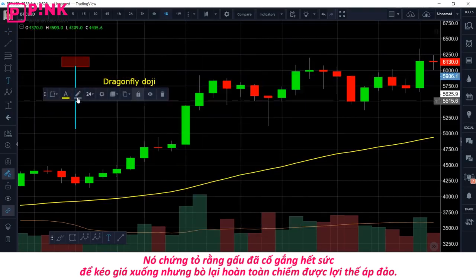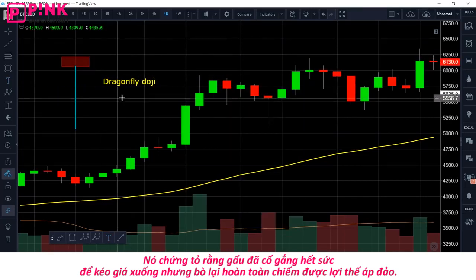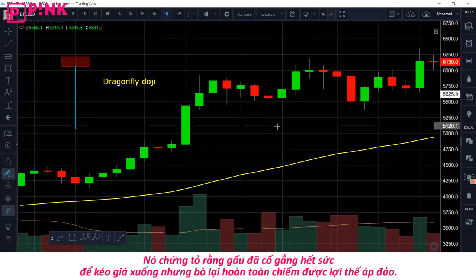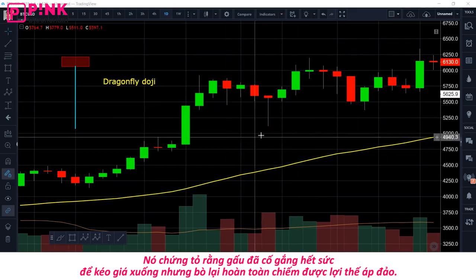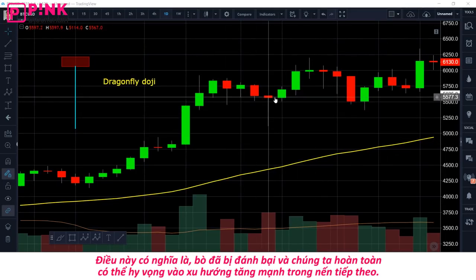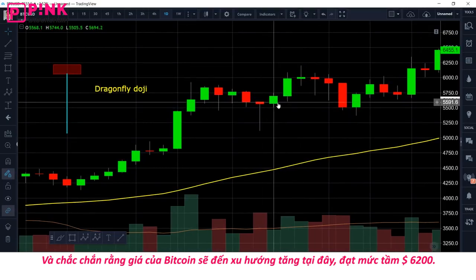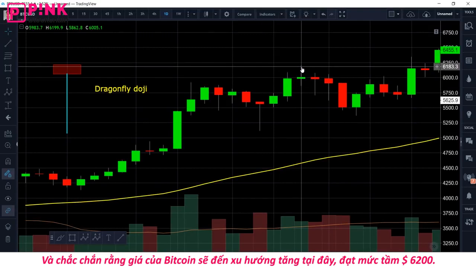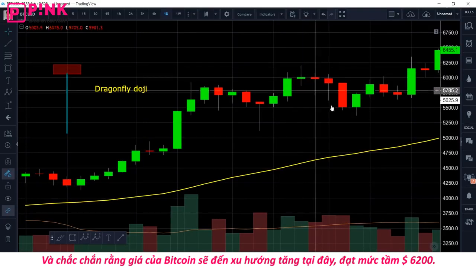And if we see this specific candle somewhere, for example here, right, it shows that the bears have tried to push it all the way down, but the bulls have completely regained control, right? So what that means is the bears were rejected, so we can expect a stronger uptrend. And surely enough, what we actually end up seeing is a really strong uptrend for Bitcoin right here, where it actually peaked to a point of about 6,200 right here, okay?